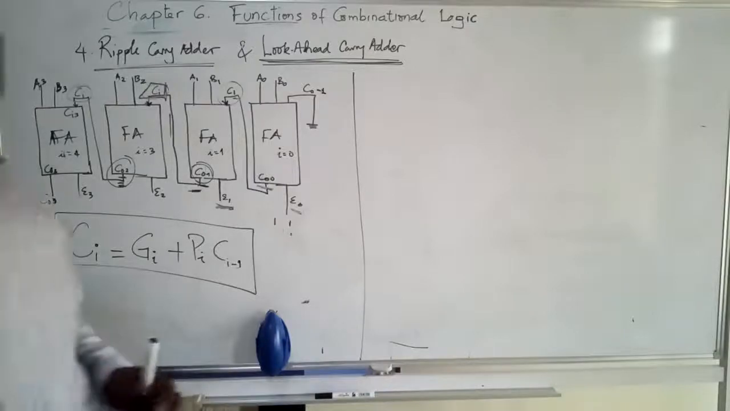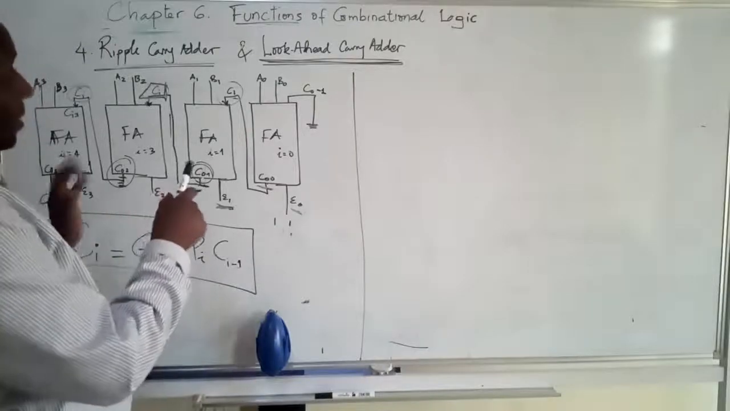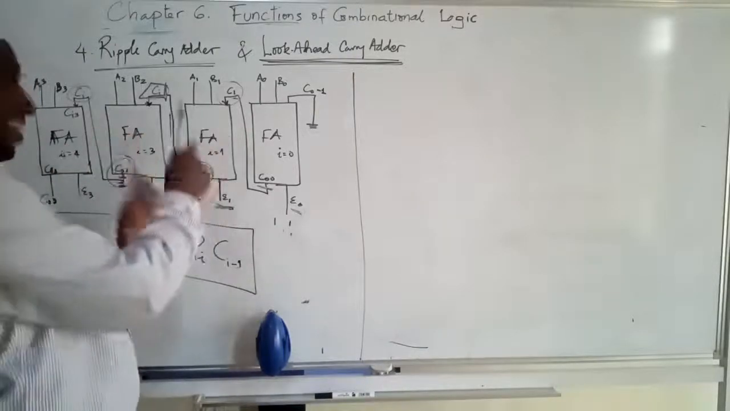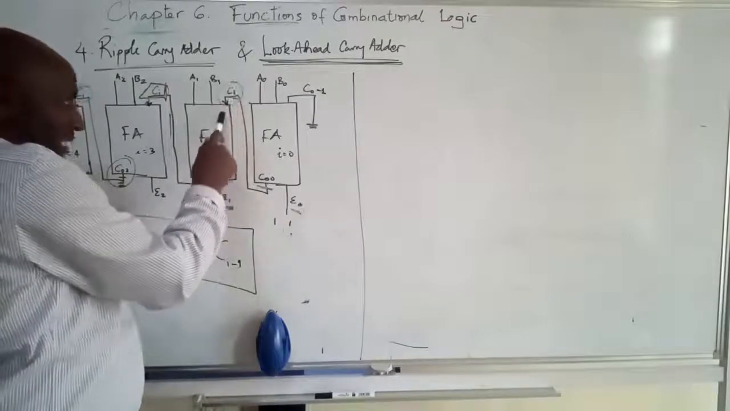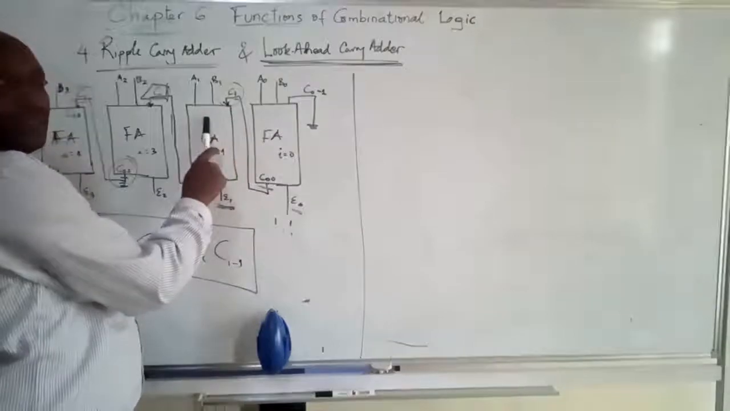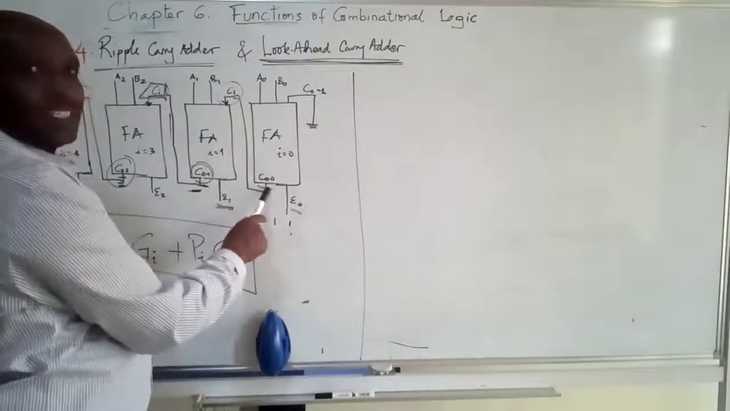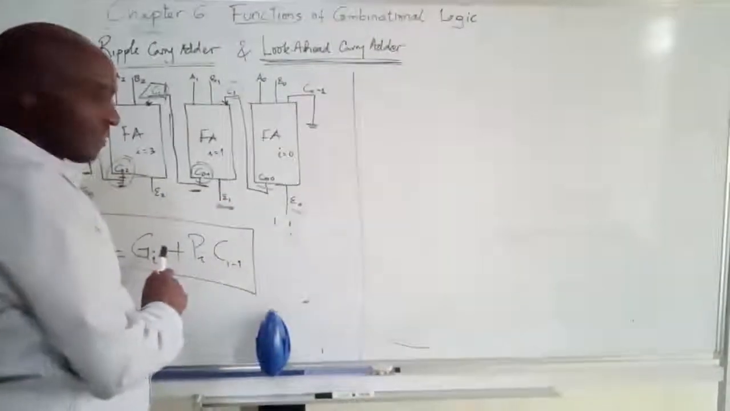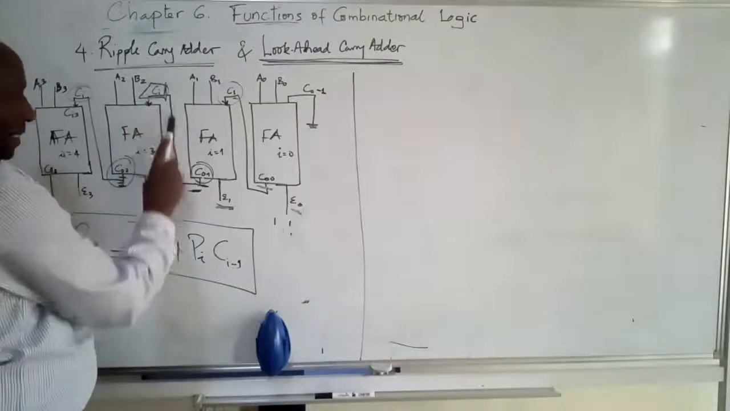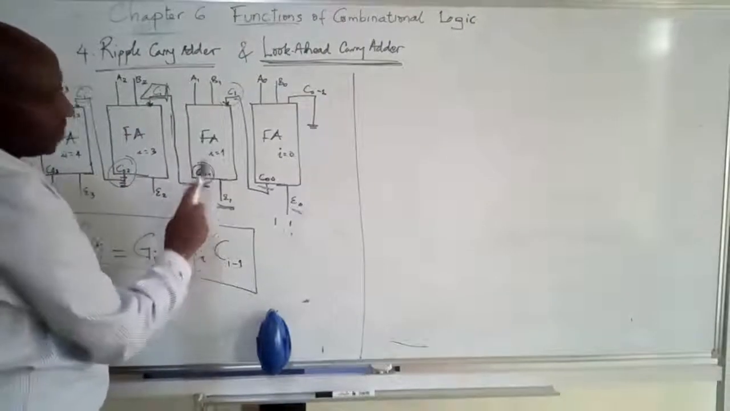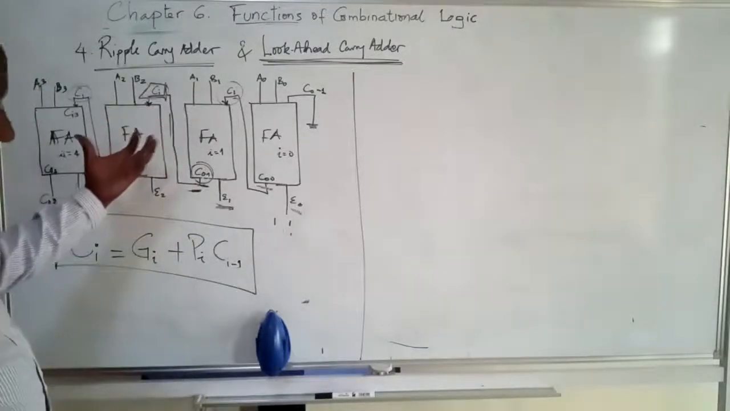Yeah, good. So now, as I was saying, to generate a carry in for the next full adder, it will depend on the C out of the first adder. To generate a carry in on the next adder, it will depend on the carry out of the previous adder, and so on. So this causes a delay.